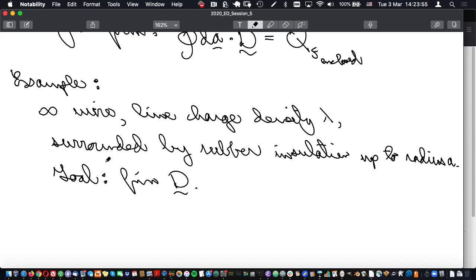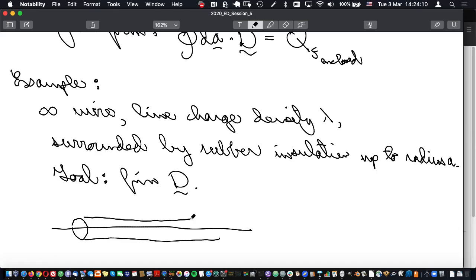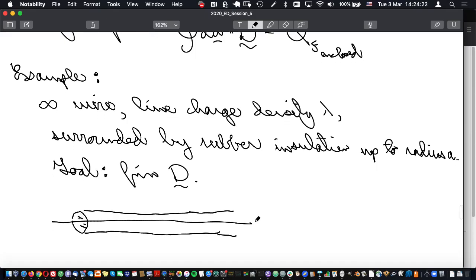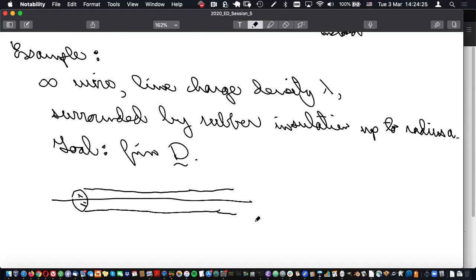So what do we do? We have our wire, and again with my fabulous drawing skills, I've got the rubber cylinder around it. It's coaxial, of course, as you can see. It's absolutely perfect through the middle of this bulk rubber. Okay, and we want to know what the electric field looks like, but first we want to compute the displacement field.